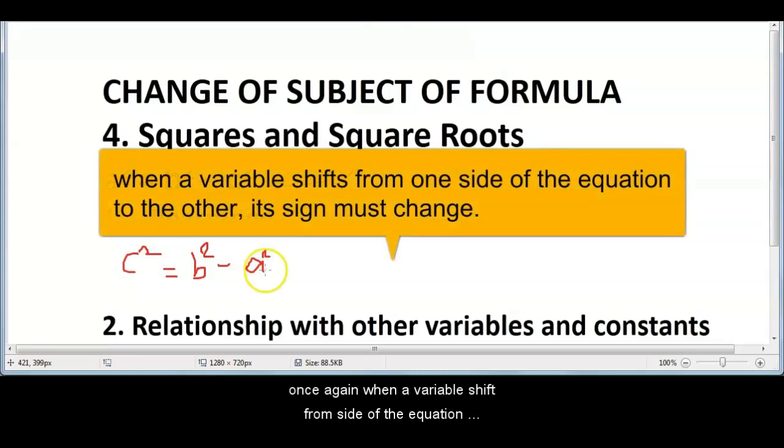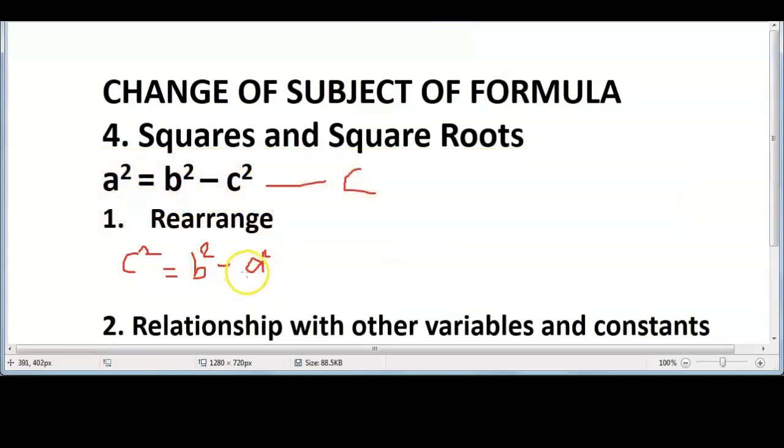Once again, when a variable shifts from one side of the equation to the other, its sign must change. A square becomes minus a square. Minus c square becomes plus c square.